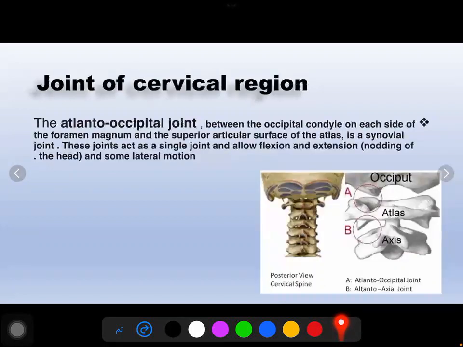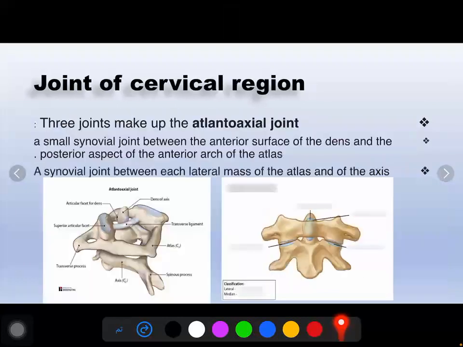The joints of the cervical spine. This is the atlanto-occipital joint. This is the foramen magnum. This is the skull. This is the foramen magnum. On each side is the occipital condyle, which together with the atlas forms the atlanto-occipital joint. This is the atlanto-occipital joint on each side. It is responsible for flexion, extension, and some lateral motion.